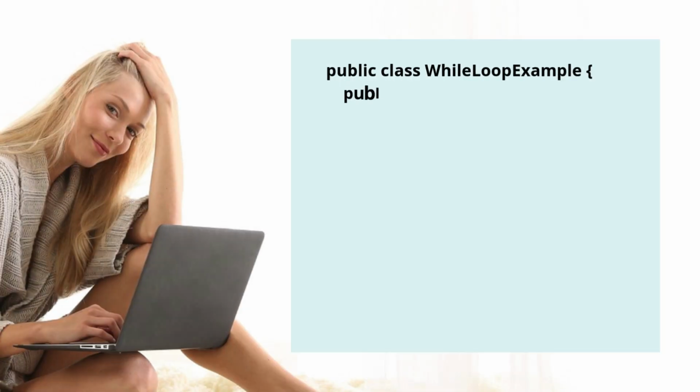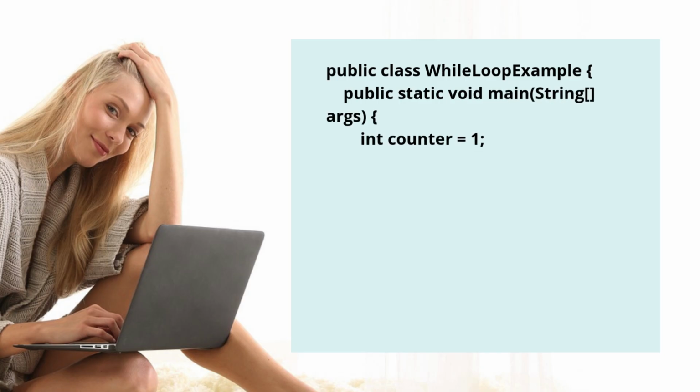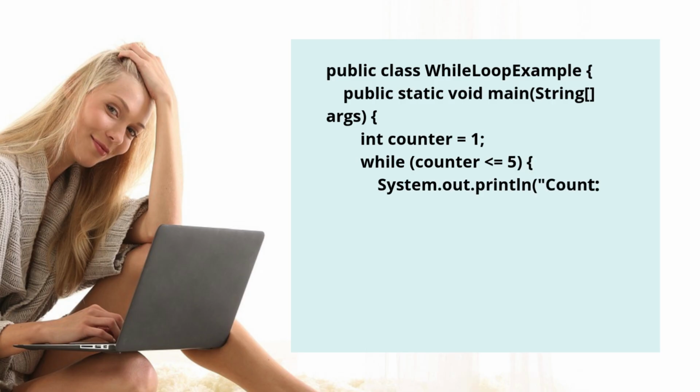public class WhileLoopExample, public static void main(String[] args), int counter = 1; while (counter <= 5), System.out.println(counter); counter++. This loop starts with a counter variable set to 1 and continues printing until the counter exceeds 5. Once the condition counter <= 5 is no longer true, the loop stops.